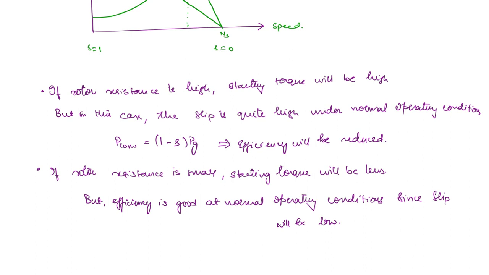So how do we solve this problem in such a way that we get high starting torque also and we have good efficiency at normal operating conditions? That is where the special rotor designs come into picture. Okay. So we have two special designs here. One is the deep bar design and other is the double cage design. So we will see how each of them help in getting both the advantages. First we will start with the deep bar rotor design.